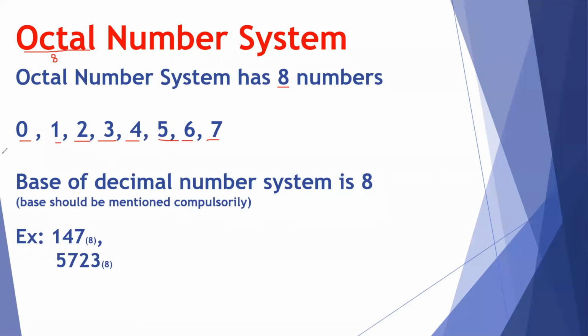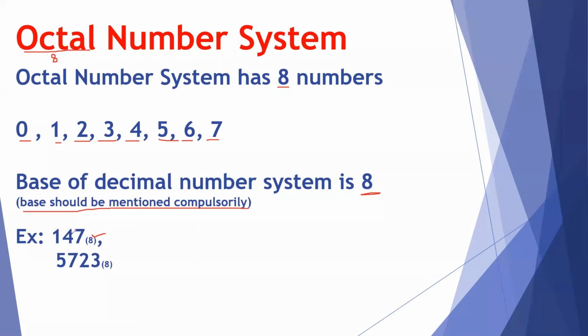As the numbers are 8 in total, the base of the octal number system is 8. Here also, we have to mention the base compulsorily. Without the base, it will act as a decimal number system. So here again the same rules: numbers should be within the octal numbers, and the base needs to be mentioned.